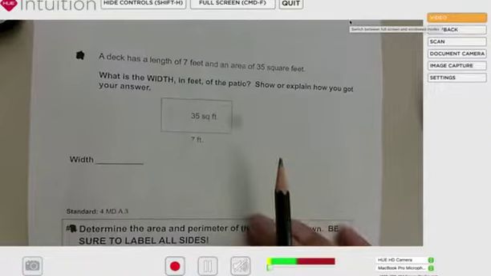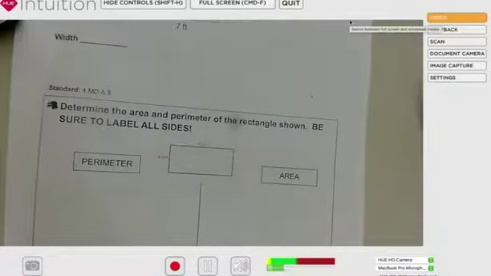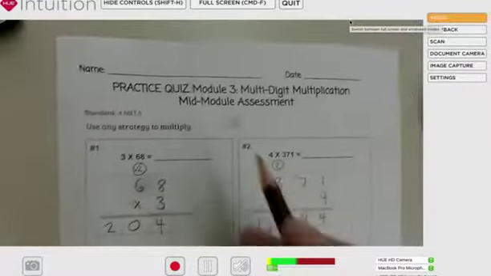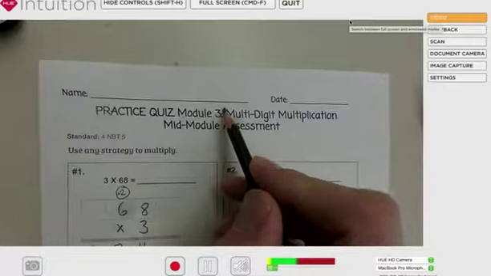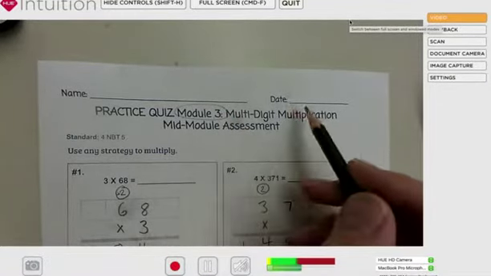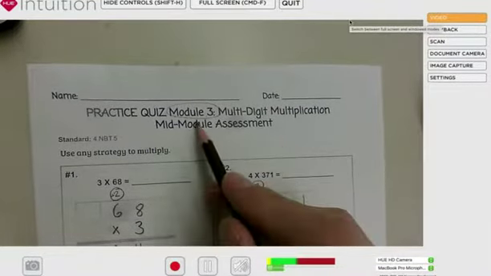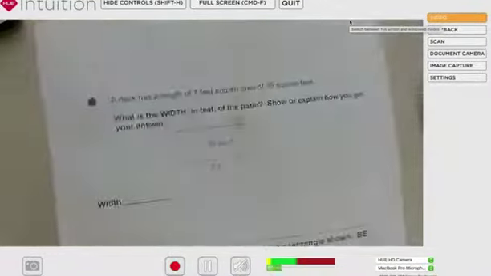Flip it. Okay. Oh my goodness, I thought we were done with this, Mr. Brown. You've got to be kidding me. Nope. Area and perimeter is still part of Module 3, which is what we're on. So Module 3 includes area, perimeter, multiplication, and eventually division. So that's why area and perimeter is going to be on the quiz.